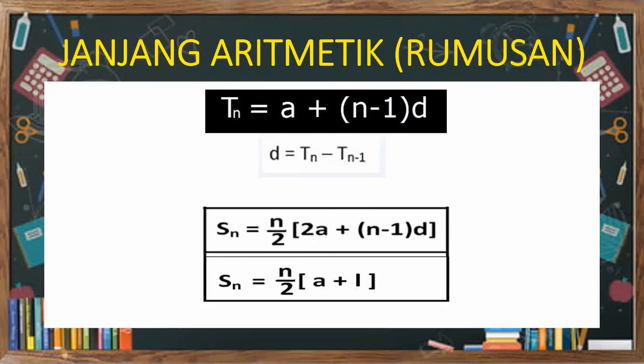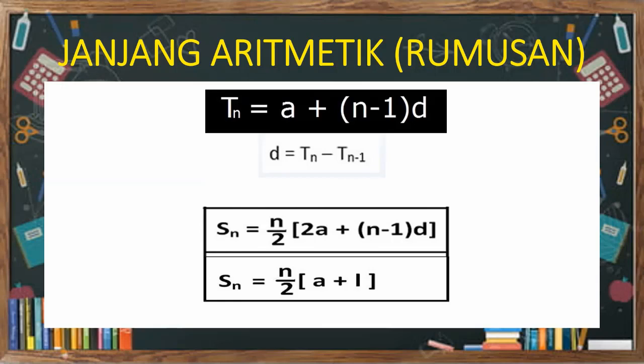Okay, so that is our lesson for today. What we have learned today is Tn. Tn is the nth term. How do we get the nth term? By a plus (n minus 1)d. And what is d? The d is the common difference, which is a very important characteristic in arithmetic progression. You must have a d in arithmetic progression.